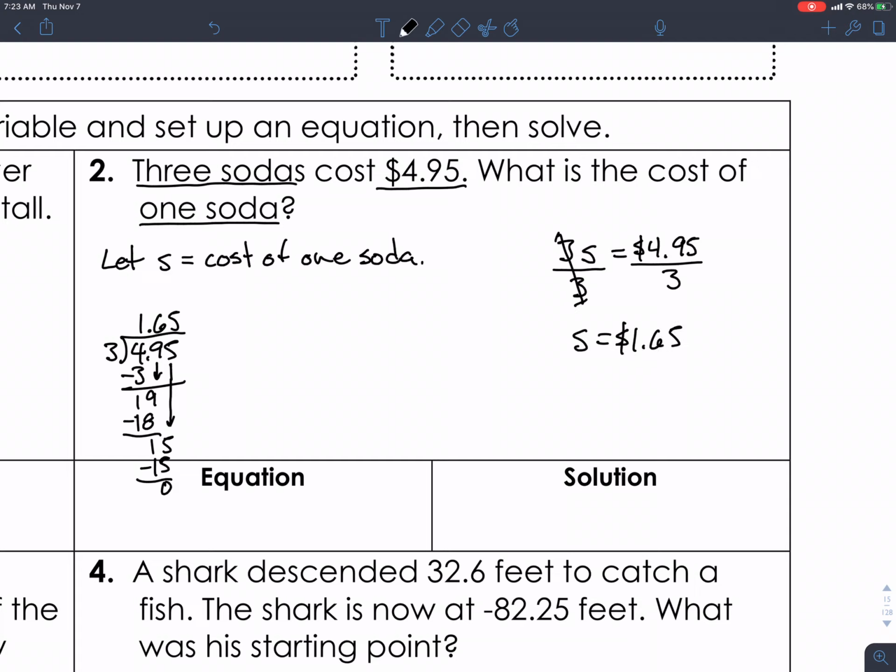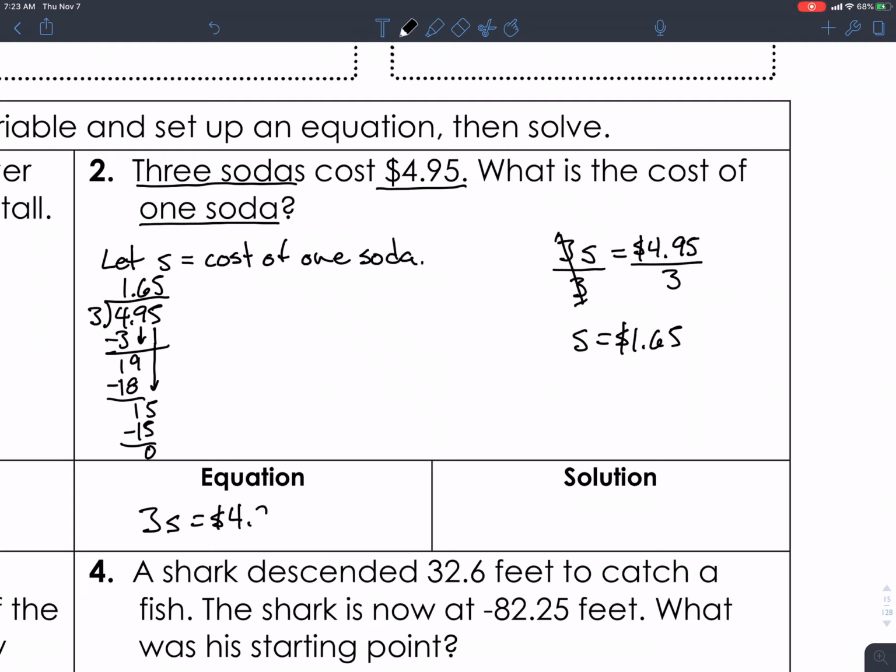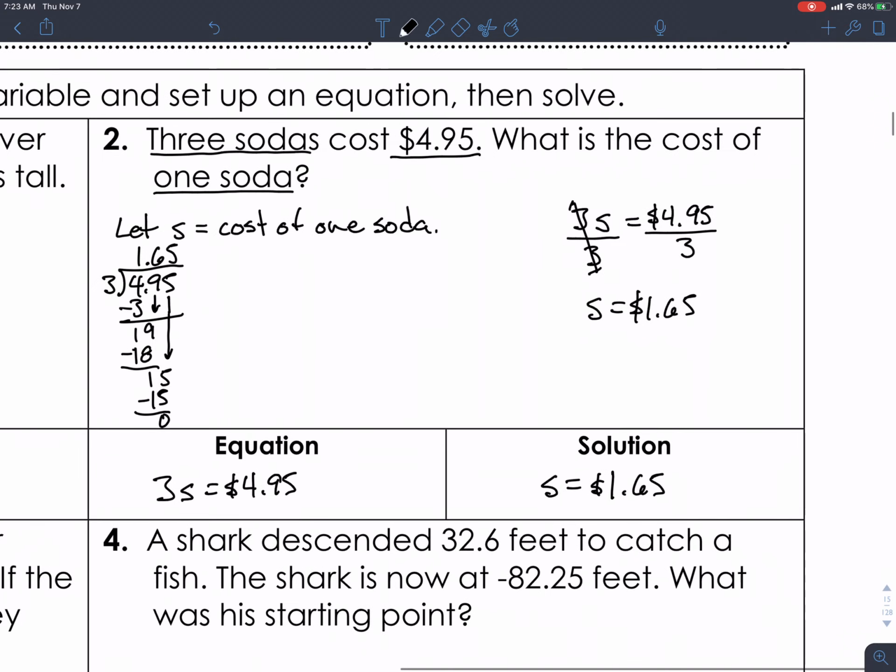So I know it's $1.65. Now to fill in my little boxes, and I'm going to fix this right here. Hopefully yours didn't move too far down there. My equation was what I started with: 3S is equal to $4.95. The solution, S, is $1.65. Okay, so we know exactly what it is. I could plug that back in and check it, but hopefully I did my math right. Mostly this is just about coming up with the correct equation from the word problem.